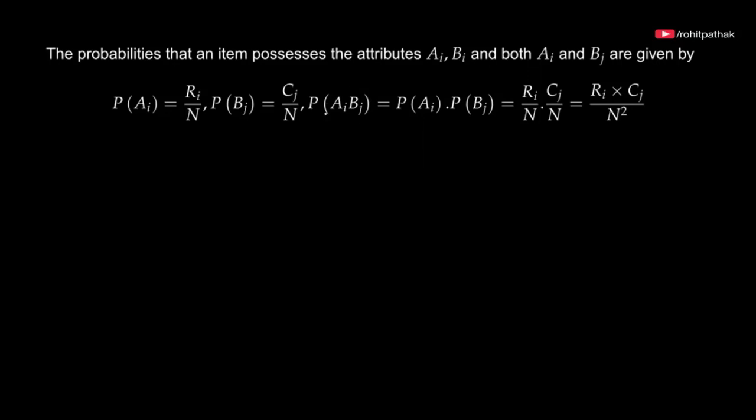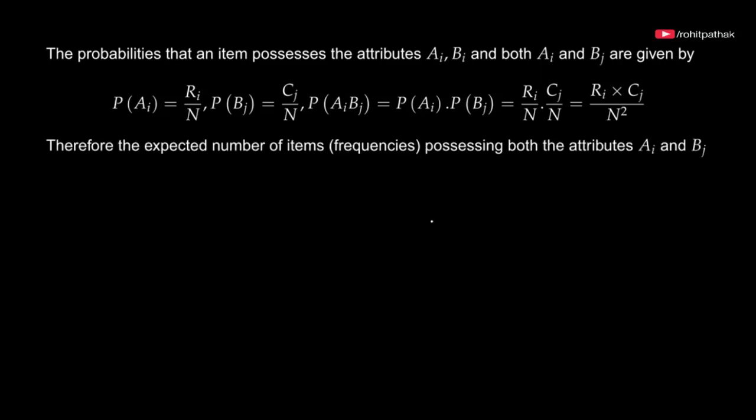And probability that an observation has both the attributes Ai and Bj is equal to probability that the observation has Ai attribute into probability that the observation has Bj attribute. Because both the attributes are independent, we have assumed that both the attributes are independent. So using this law of probability for independent events, and this is equal to Ri upon n, and this is equal to Cj upon n. So this is Ri into Cj upon n square. So this is the probability that an observation has both the attributes Ai and Bj.